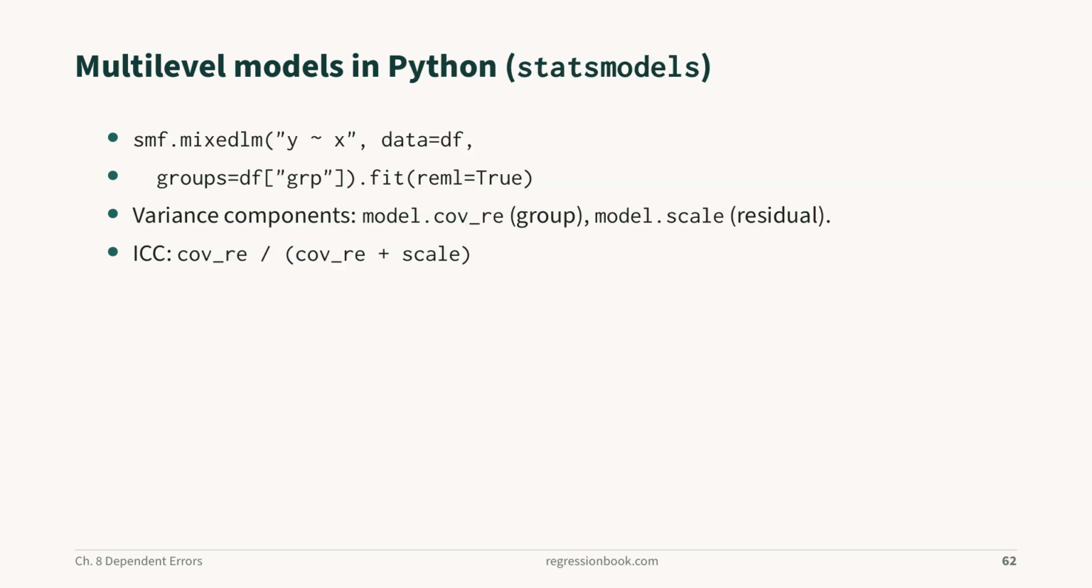And its Python counterpart on the final page, the mixed linear model with its groups argument, the variance components recovered from the group covariance and the residual scale, and the intra-class correlation obtained in a single division. With that, both languages now cover every method this chapter has promised.